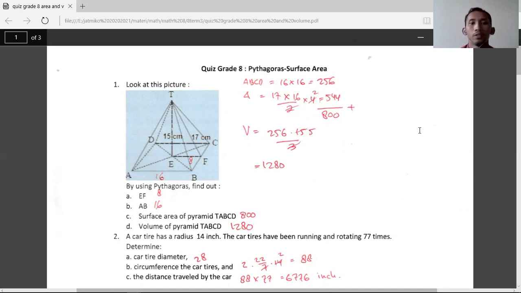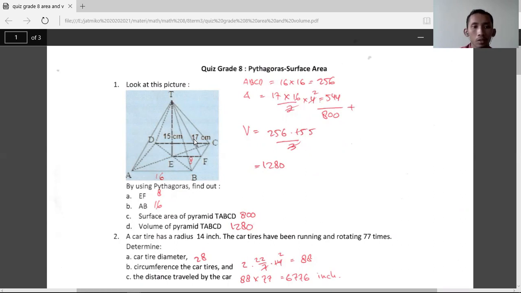Let's see this explanation first. We start from number one. It is the pyramid. From the pyramid, we need to find the EF, PC, surface area, and volume. TE here is 15, and then we also have TF, which is 17.